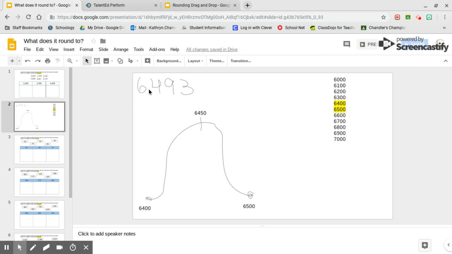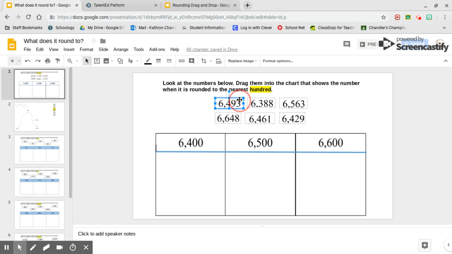So when I look at 6,493, I have to think the 6 and the 6 for the thousands are the same. The 4 and the 4 in the hundreds place are the same. But then you have a 90 and a 50. And because 90 is greater than 50, I know that my 6,493 is going to go somewhere over here. And remember, this kind of is an estimate as to exactly where it would go. So 6,493. And I can see on my rounding number line that 6,493 is really closest to 6,500. So I'm going to go back here. 6,493 rounded to 6,500. And that's all you have to do to solve this problem.